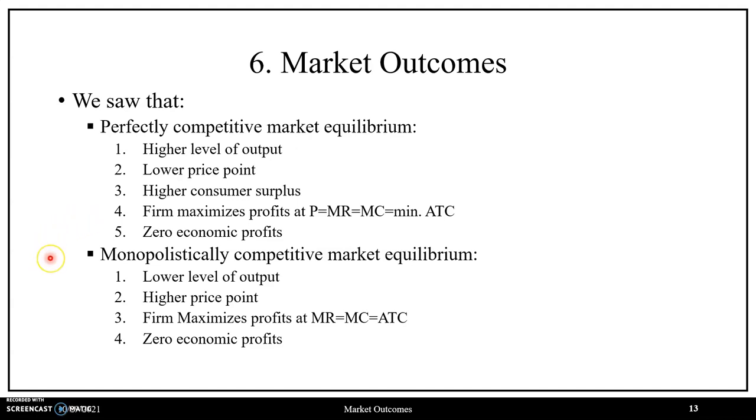Whereas the monopolistically competitive market structure in its long-run equilibrium state had a lower level of output and higher price point compared to the perfectly competitive market structure, in which this industry also had zero economic profits and firms were maximizing profits at the rate of marginal revenue is equal to marginal cost is equal to average total cost.